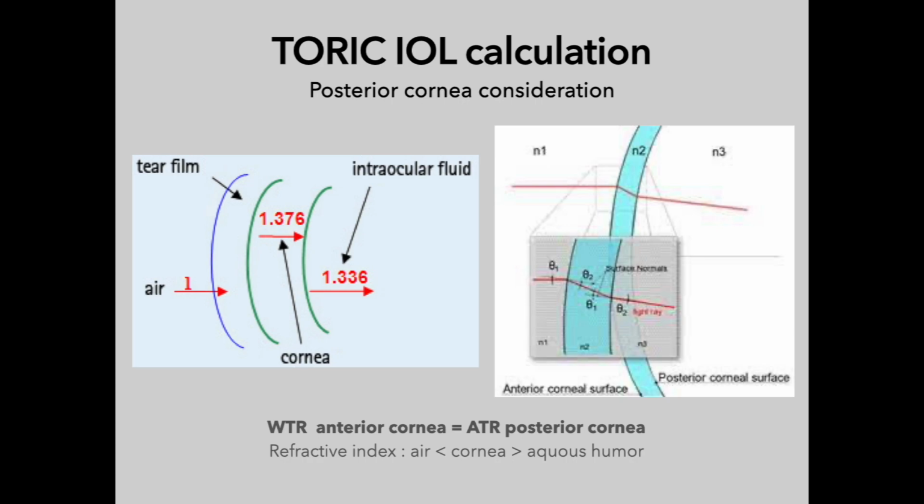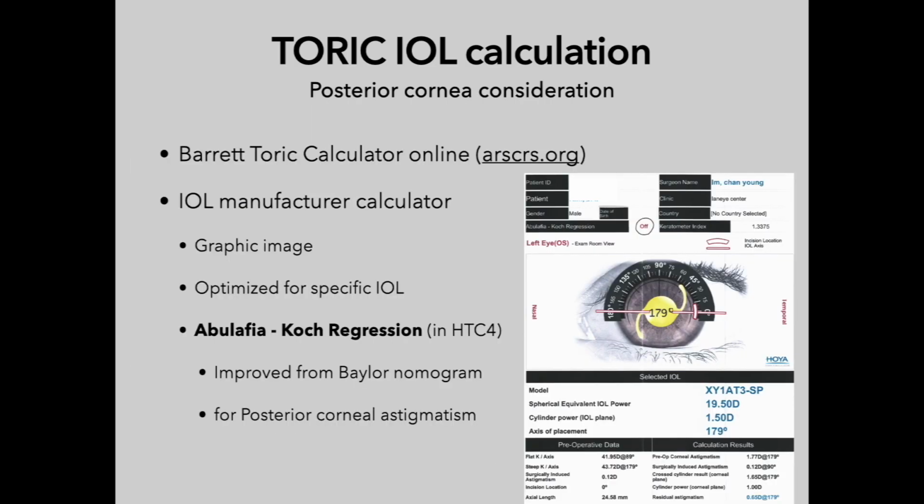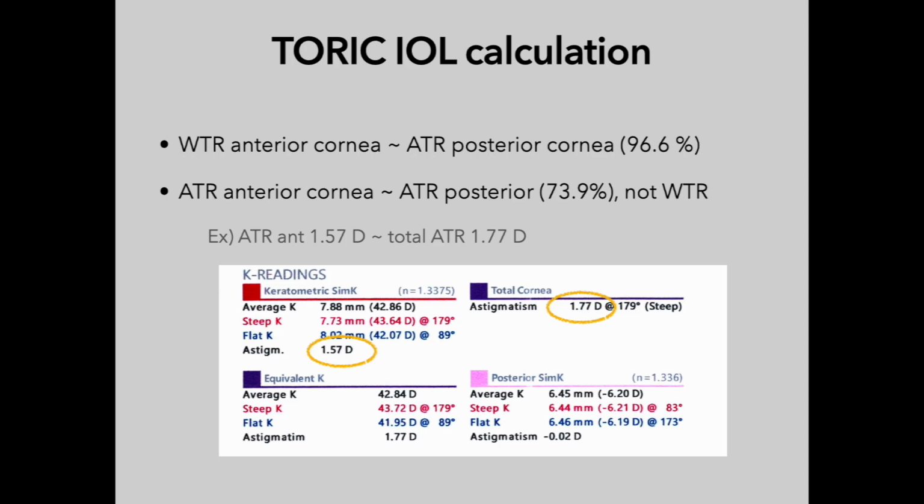We can say that, in general, with-the-rule astigmatism in the anterior cornea is accompanied by against-the-rule astigmatism in the posterior cornea. I use the manufacturer-provided calculator, and mostly it is good enough, with wonderful graphics. Without posterior cornea measurement, the Abulafia-Koch regression is best. It is an improved version of the Baylor nomogram. I use the Cassini topographer for posterior and total cornea measurement. In this particular case, front K was 1.57 diopters against the rule, and total K was 1.77 with the same axis.